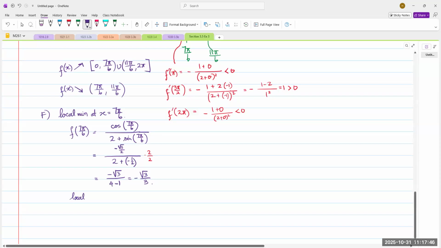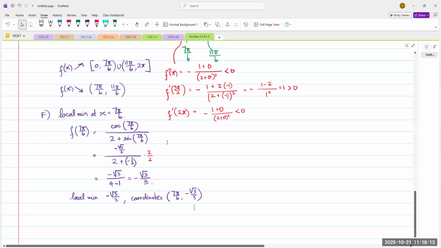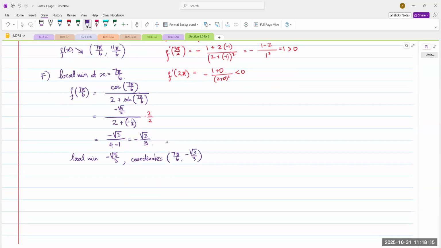Local minimum value. The coordinate, however, is 7 pi over 6, negative radical 3 over 3. I honestly don't know what that is approximately. Well, we can use a calculator for that later on. How about the local max?